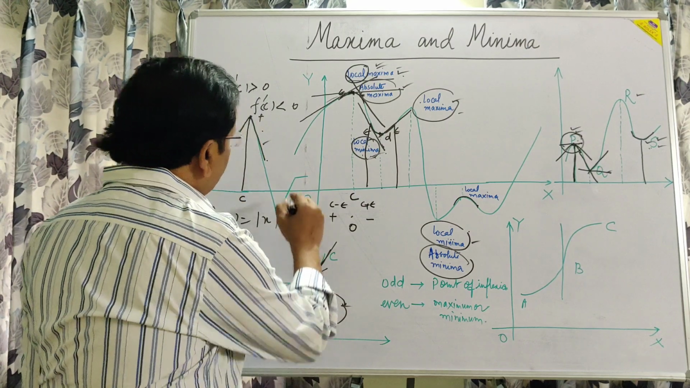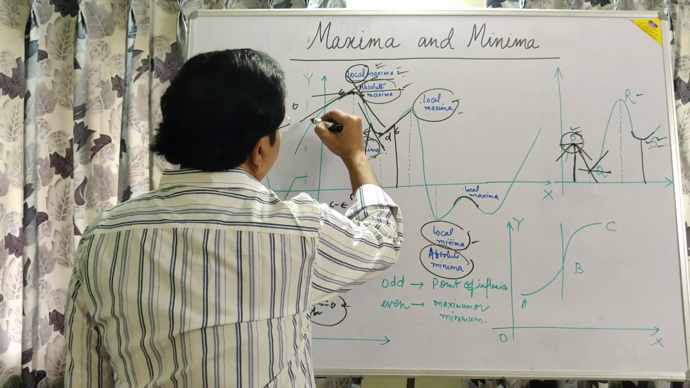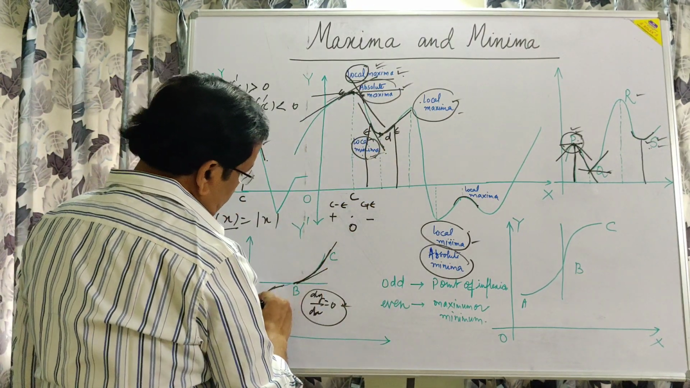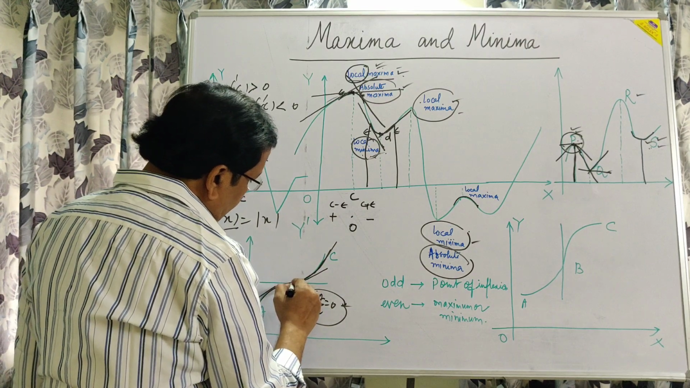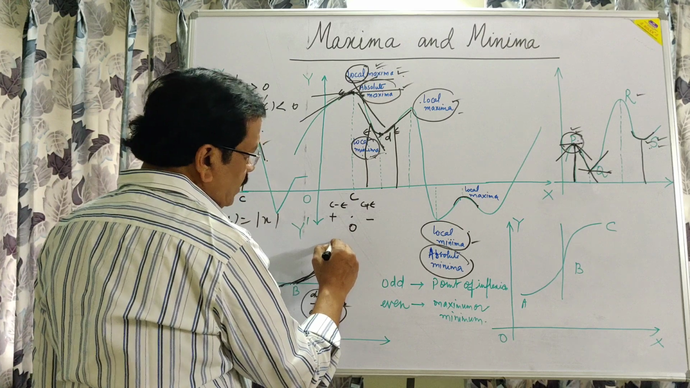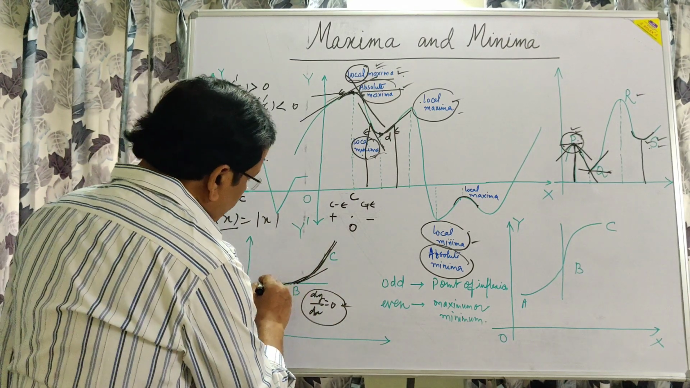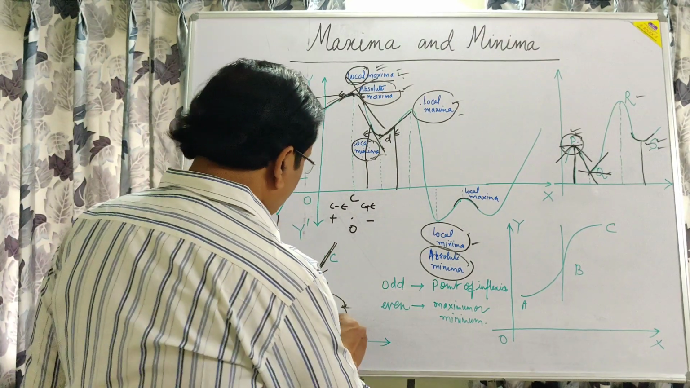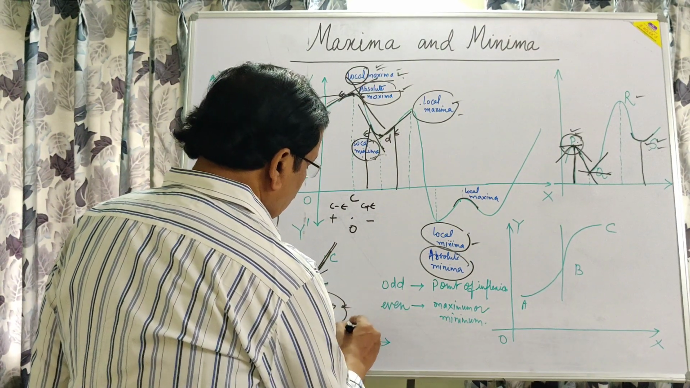Here you can see that this is increasing and then decreasing, but here this is increasing, then again takes a little bit of a turn, and then again goes on increasing. And the tangent is parallel to the x-axis. Now dy by dx comes out 0.